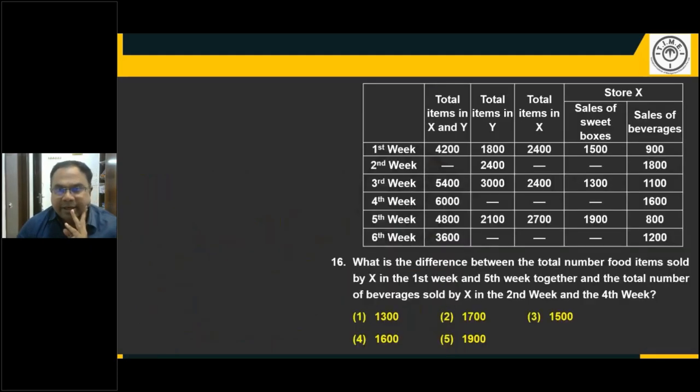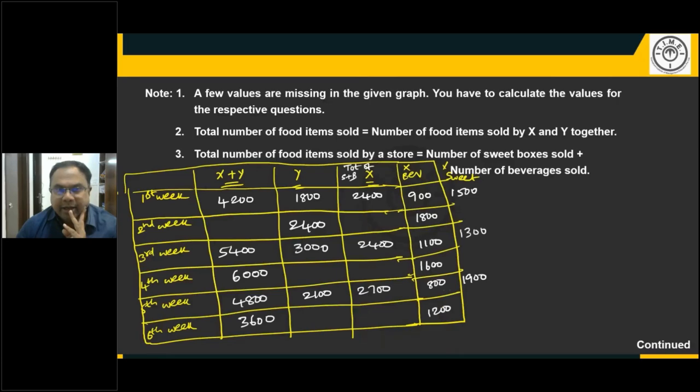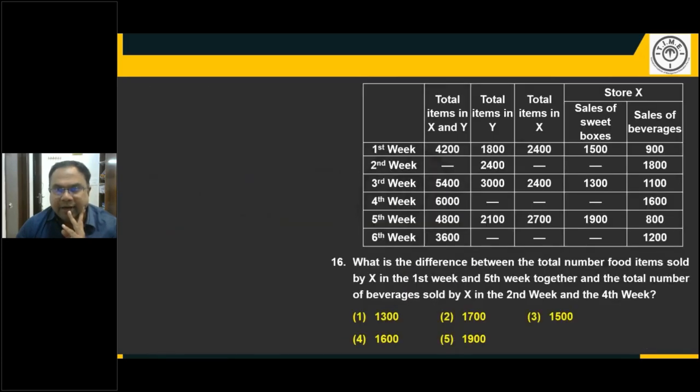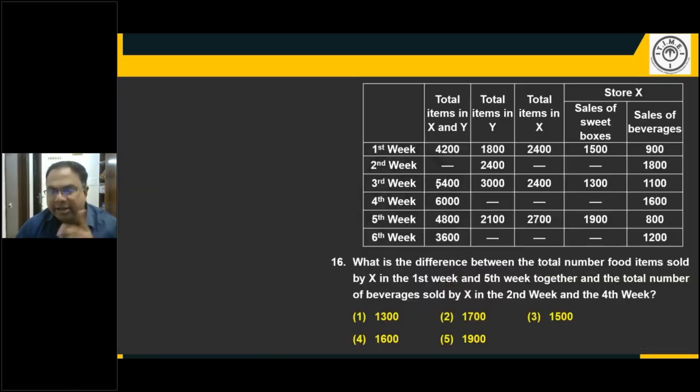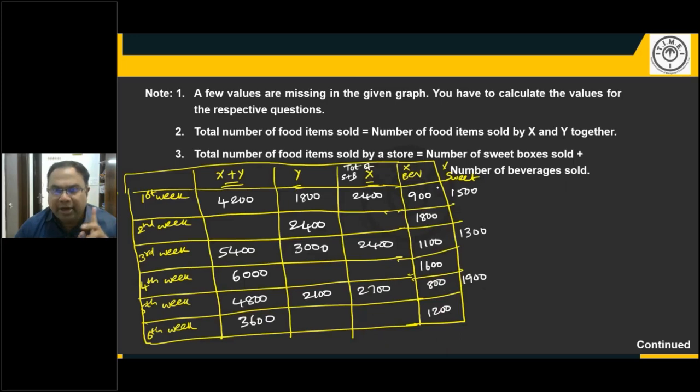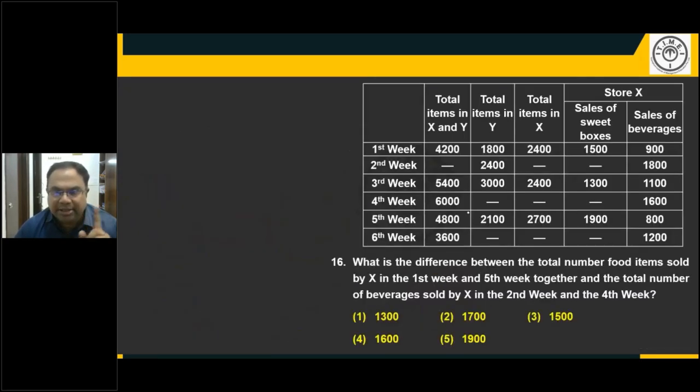Fine. Same thing I have represented here in the form of table. 4,200, 1,800, 2,400. What is 1,500, 900? So total 2,400. Now sweets 1,500, beverages 900. I'm writing sweet and beverages. 2,400, last 1,800. You look at third week, 54, 3,000, 2,400, 1,300, 1,100. You are writing these first. Sweet boxes. 6,000, last 1,600, 4,800, 21, 27, 19 and 8, 36 and 1,200. So wherever values we don't have, I'm putting a dash here, missing data. Let's all of you start solving question number 16 now.